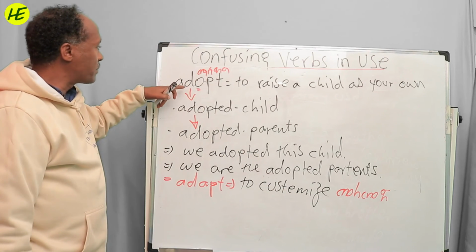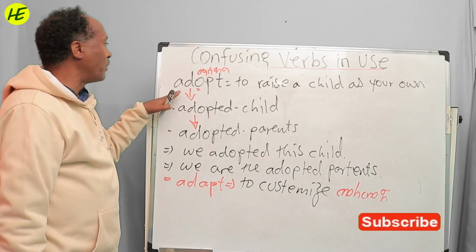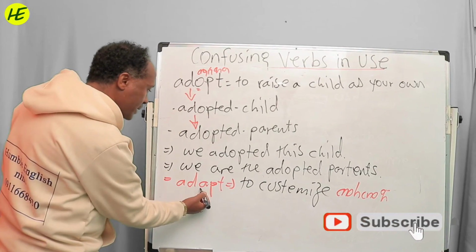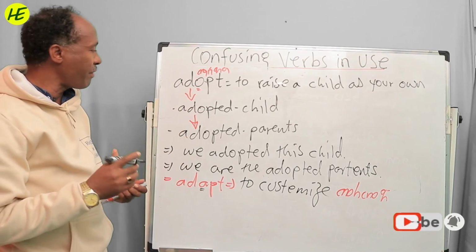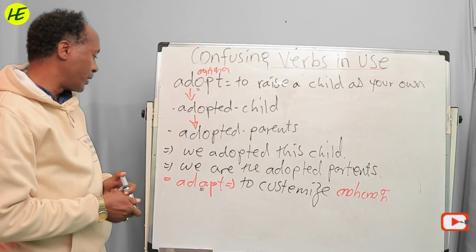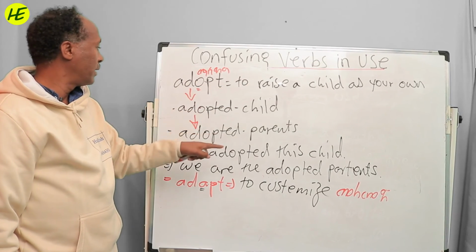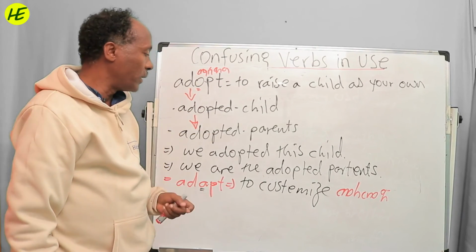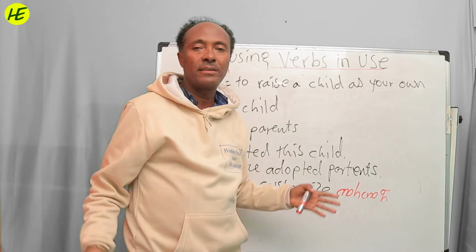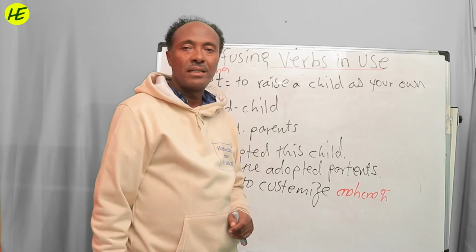So look, this spelling adopt, this is O, but they have, you know, more similar sound. Adapt, this one is A, as you can see here, but this one is O here, but they have very close sound. So here, adopt, to raise the child as your own, okay? But this one is adapt, to customize. Customize what? Okay? Environment, and climate, weather, in places, right?